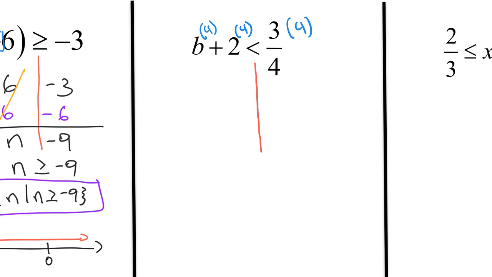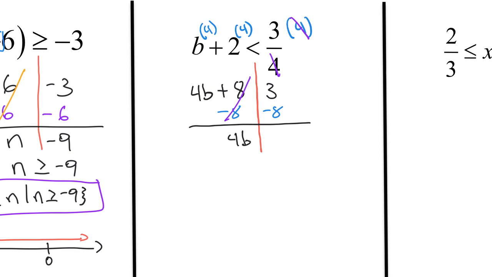So I will have 4b right here, b times 4, plus 2 times 4 is 8. On the other side, I can cross simplify the 4s. They turn into 1, and I just bring down the 3. Now, you guys are going to subtract 8 from both sides. Just like in an equation, you want to get rid of the constant. The 8s cancel. So we have 4b, and on the other side, negative 5.